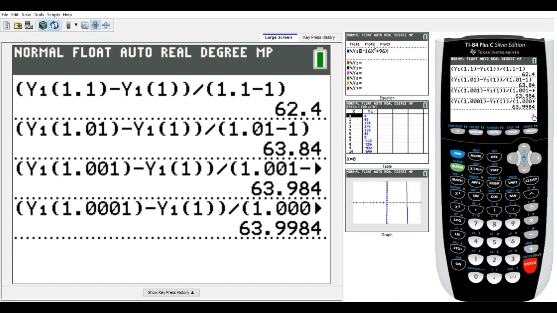Okay. I do want to say what we've done here isn't actually proof that this is going to approach 64. But we have good reason to believe that it's going to. Okay, but not too long from now, we will have a way where we can actually prove that this is going to approach 64.